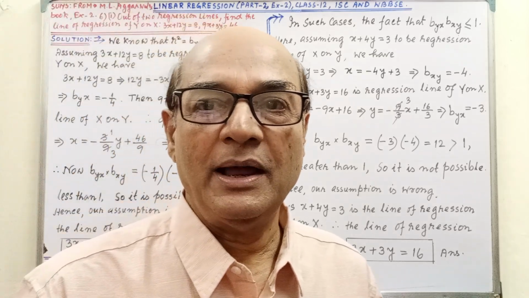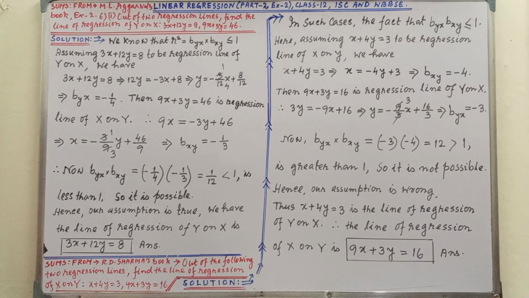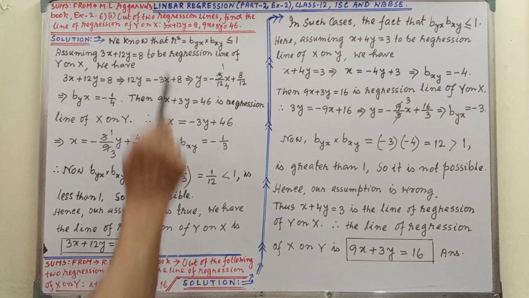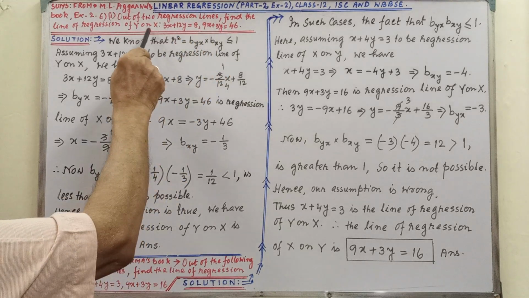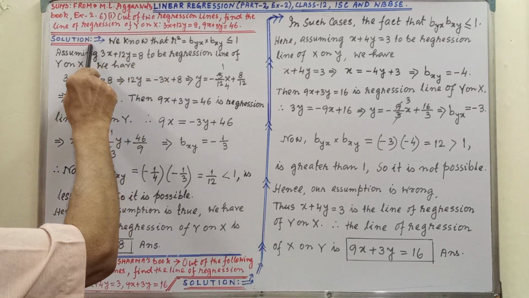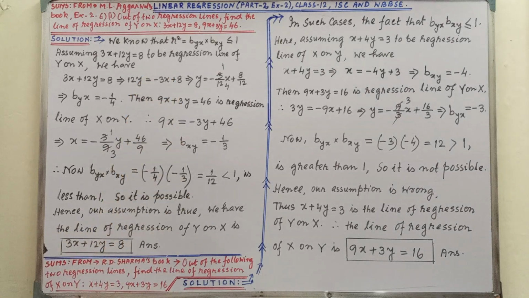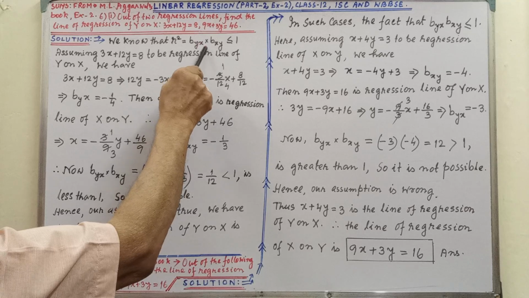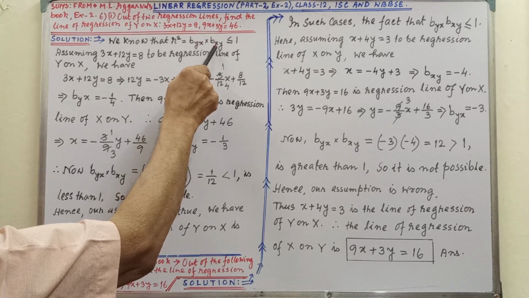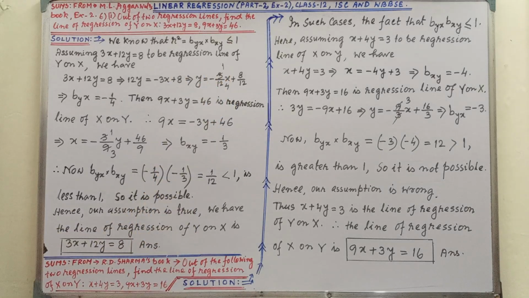Sums given from ML Agarwal's book, exercise 2, sum number 6, part 1. Out of two regression lines, you will get it in your book, and here also it is written clearly. Pay your attention on the solution. We know that r square equal to coefficient of regression yx into coefficient of regression xy is less than or equal to 1.